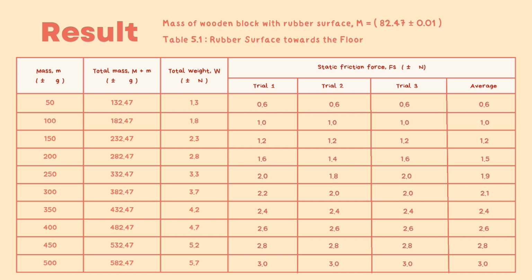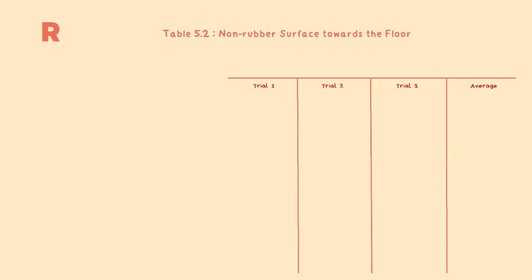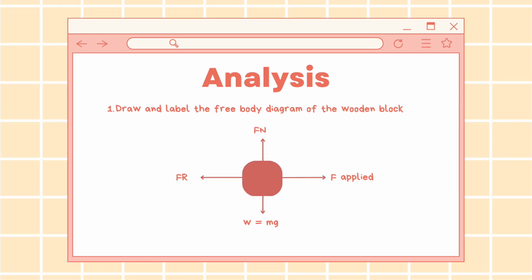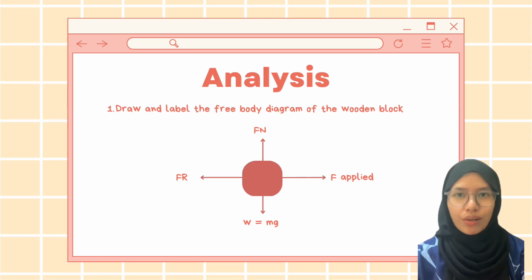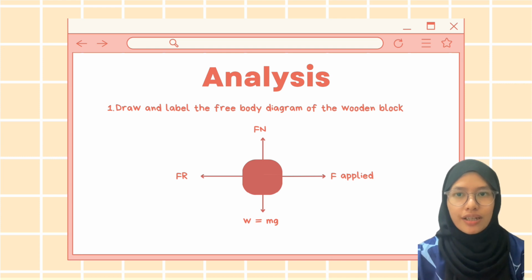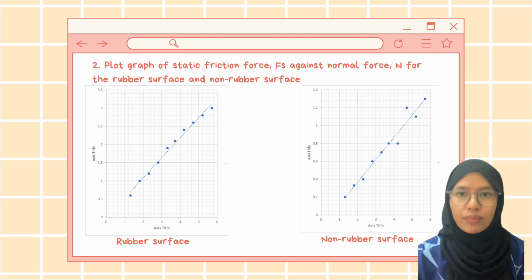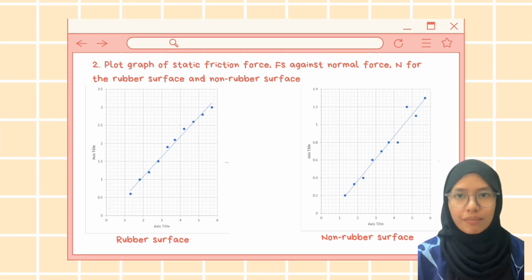This is our result for the mass of the wooden block with a rubber surface. However, this is the result for the non-rubber surface toward the floor. This is the free body diagram of the wooden block. As we can see, 4 forces act on the object, which are normal force, weight, applied force, and friction force. On the left, we have the graph of static friction force against the normal force for a rubber surface. And on the right, we have the graph of static friction force against the normal force for a non-rubber surface.